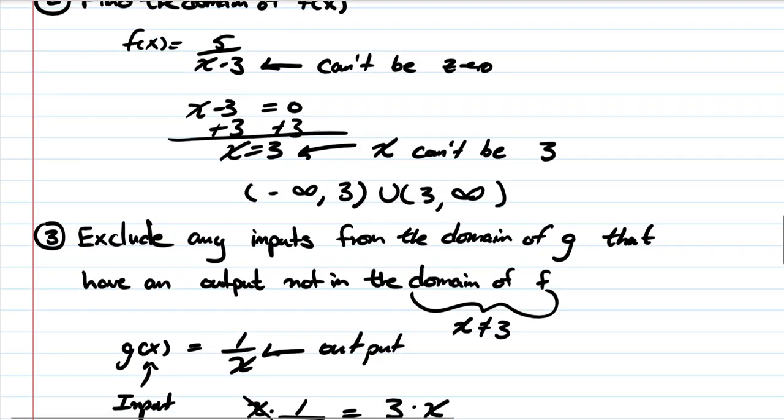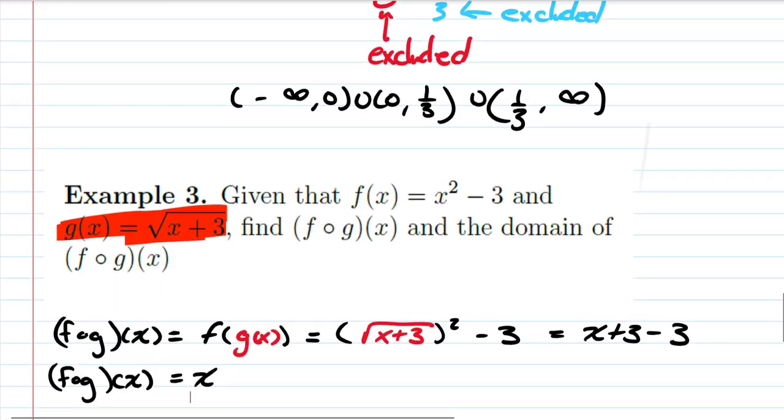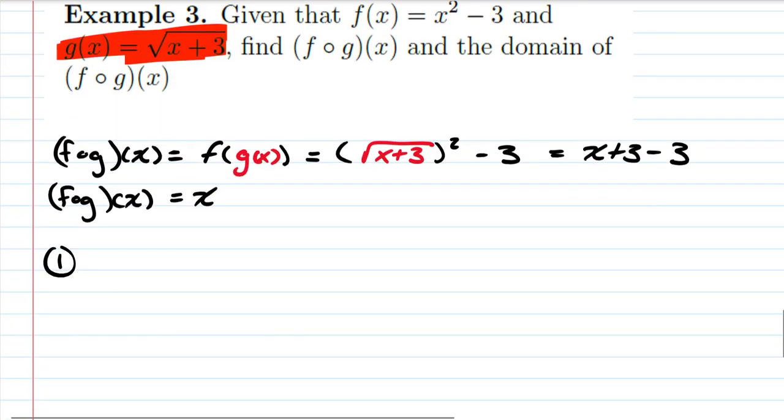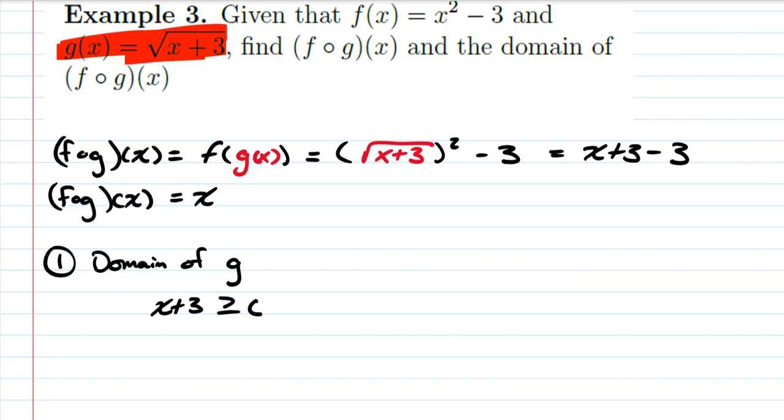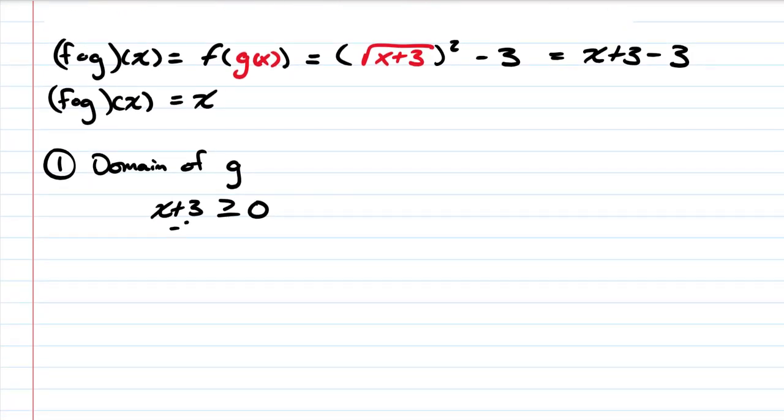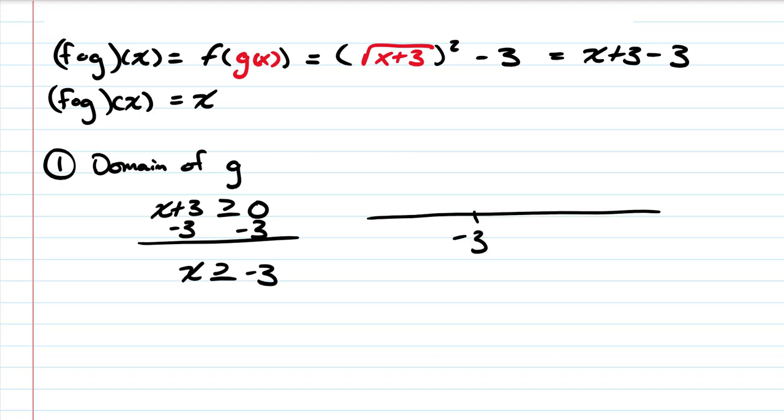Alright, so to remind us, our first step is we're going to find the domain of G. Well, we take our radicand and we make it greater than or equal to 0. So we minus 3, we minus 3, and we get x is greater than or equal to negative 3. So then on our number line, our domain would be from negative 3 all the way up to positive infinity.